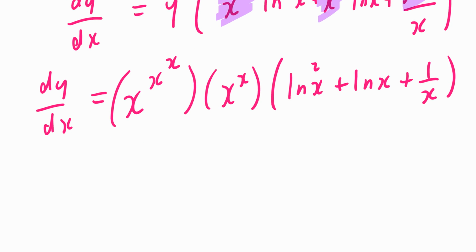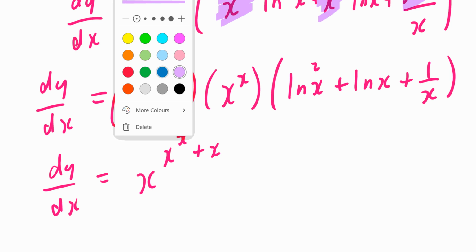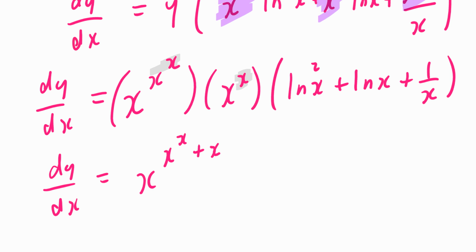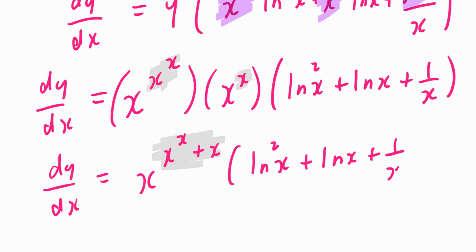Now if you collect like terms, dy by dx equals, when you multiply the same base, you can add the exponents, x to the x plus x. So these exponents are now added, times ln x squared plus ln x plus 1 divided by x.